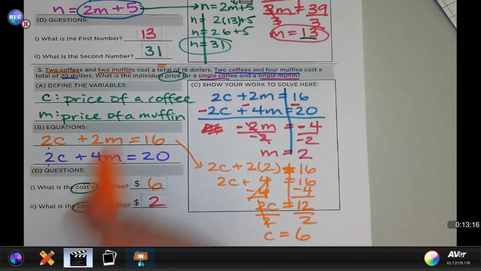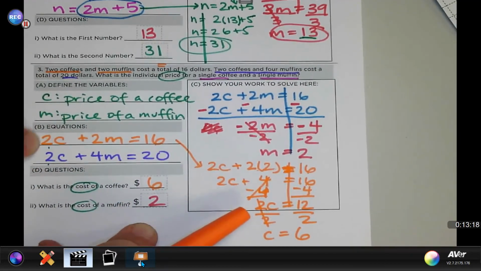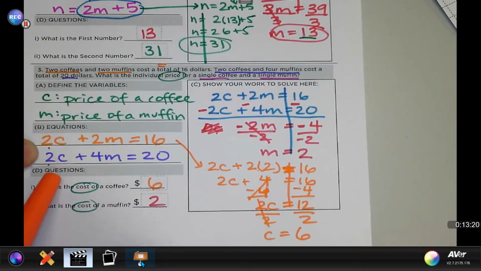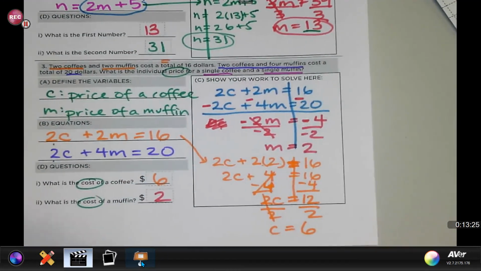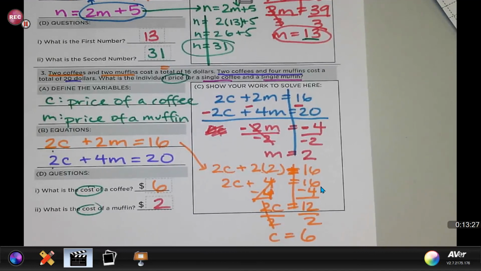And there you go. So here, remember, because these already matched, it was 2C and 2C, great. Line them up, determine should I add them or should I subtract them, and that is it.